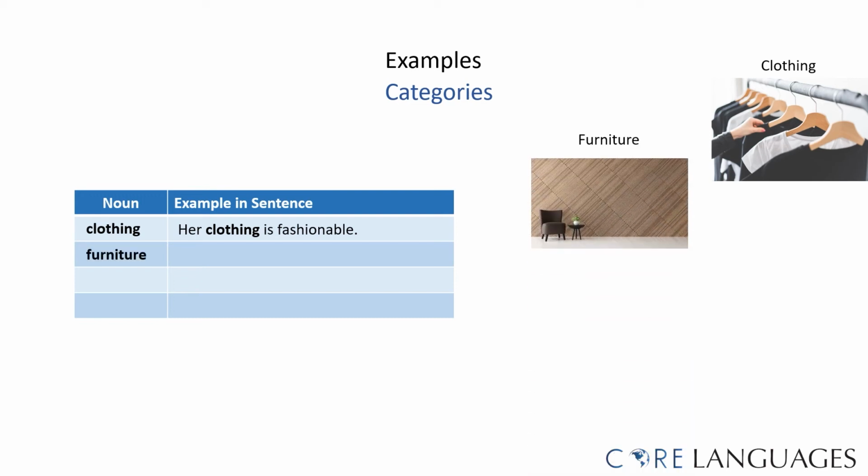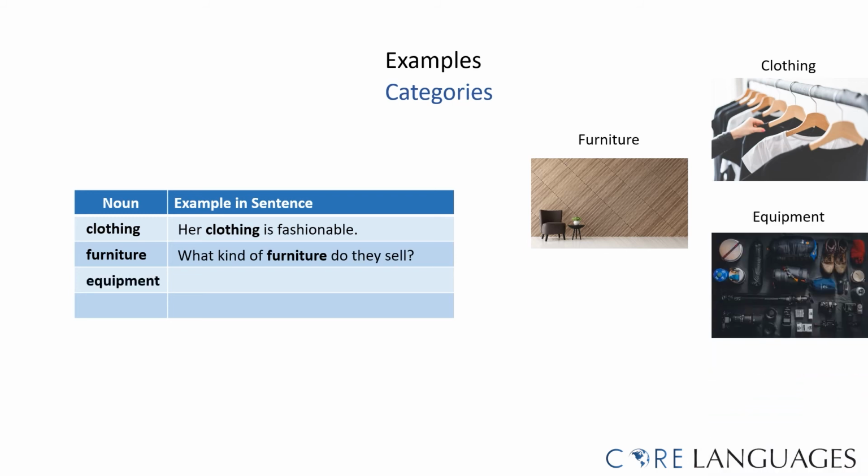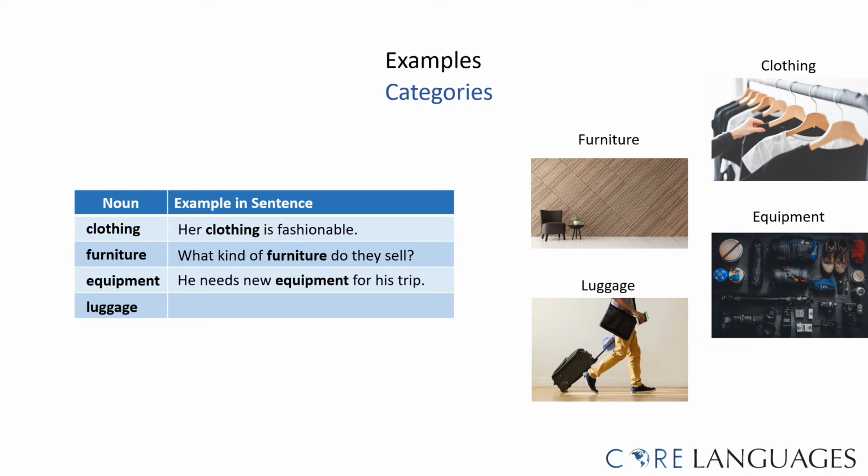Furniture. What kind of furniture do they sell? Equipment. He needs new equipment for his trip. Luggage. How much luggage are you taking?